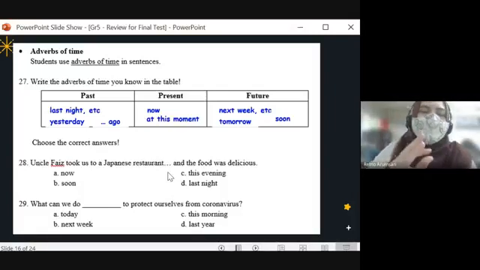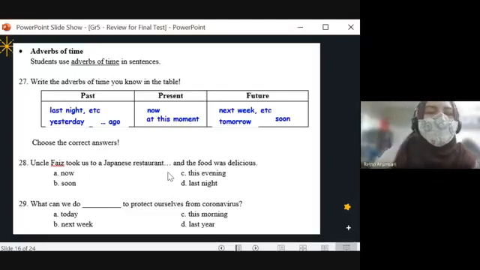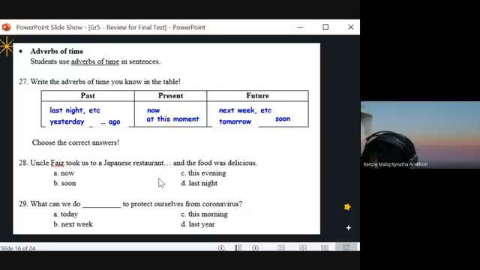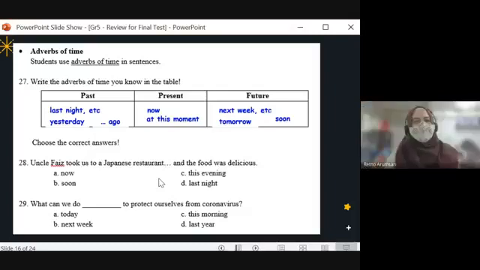When did it happen? I mean, this evening. When did the action happen? Is it in the present, in the past, or in the future? Present. Okay.